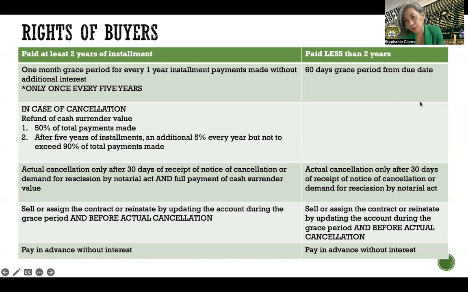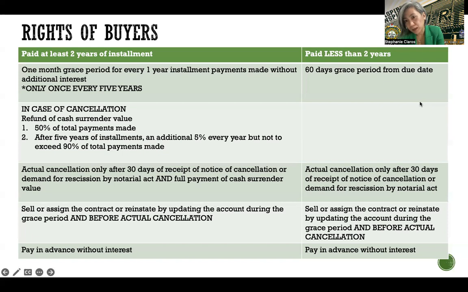And in case of actual cancellation, then it will take place after 30 days of receipt of notice of cancellation or demand for rescission by notarial act. So the same, siya, with buyers who paid for 2 years or more. Pwede gud siya ma-sell or assign the contract or reinstate the contract by updating the account before actual cancellation.